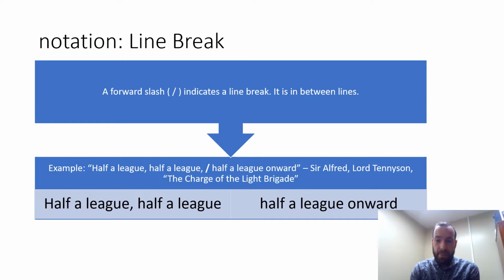So for example, in this line from Sir Alfred Lord Tennyson's Charge of the Light Brigade, "Half a league, half a league, / half a league onward." After the second "half a league," you can see that forward slash, and that just tells you that there's a line break there. Normally, when you're reading the poem on the page, it would say "half a league, half a league." There's a line break, so we skip to the next line, and then it says "half a league onward."